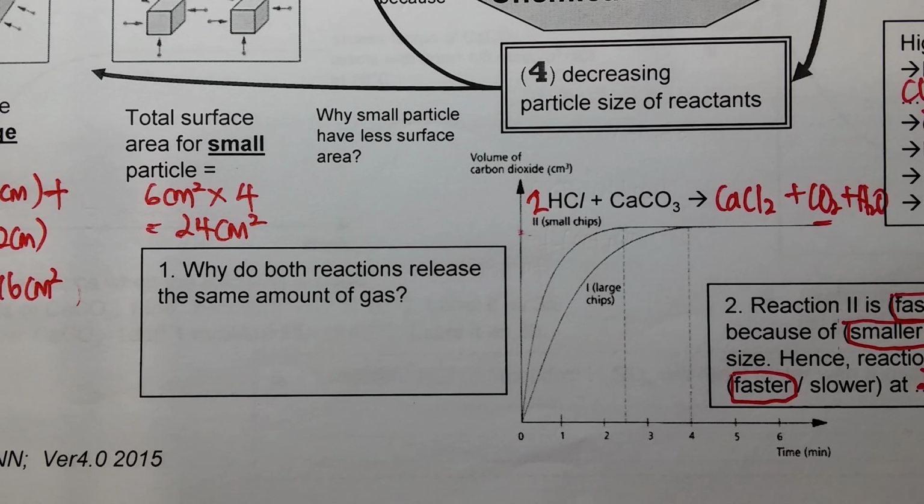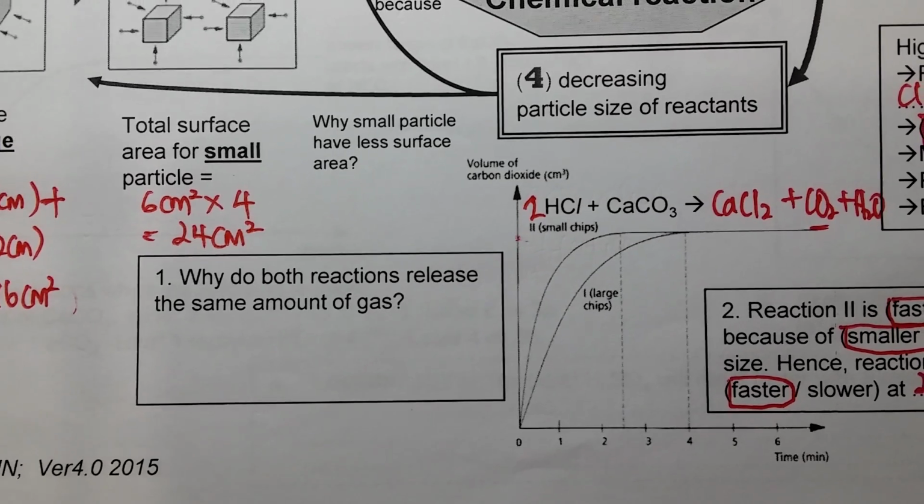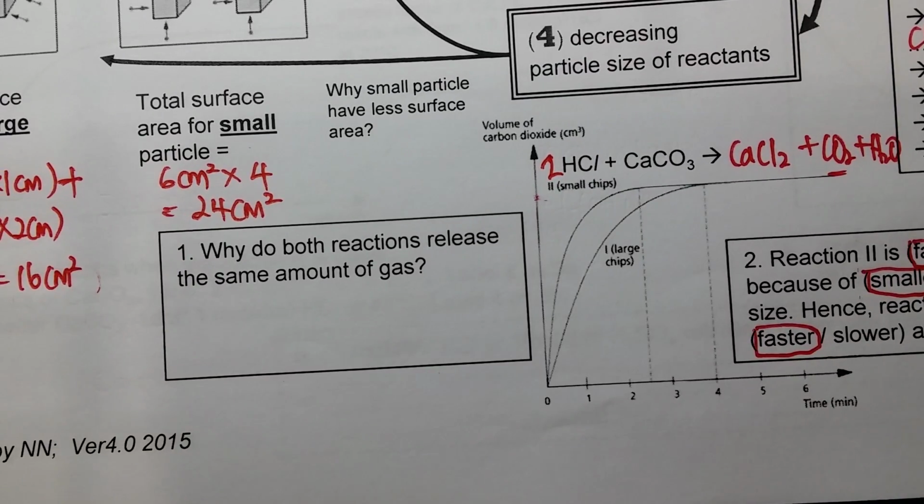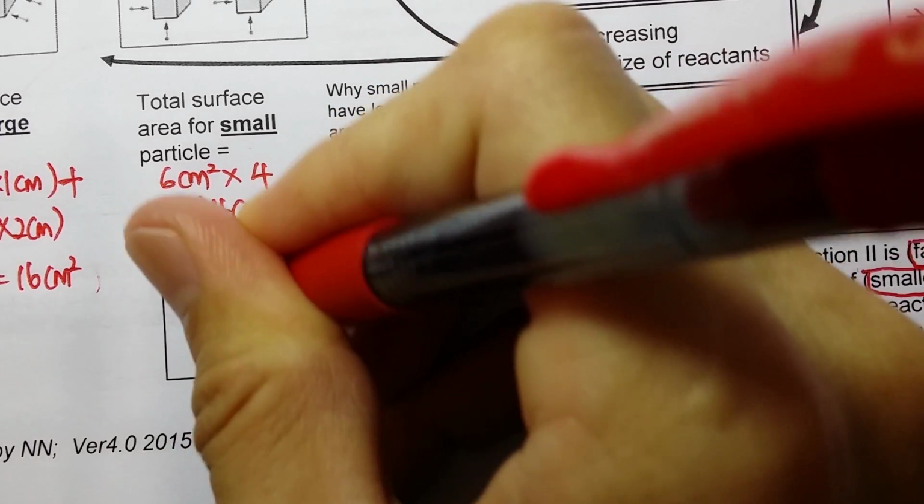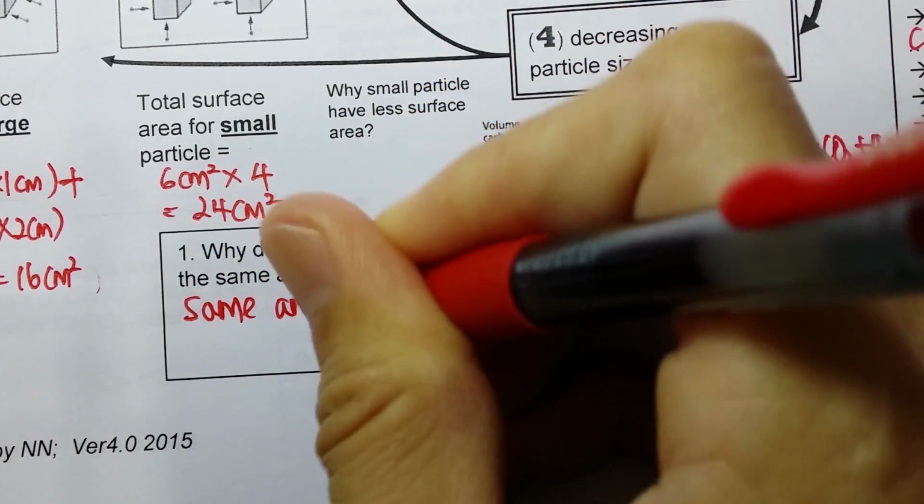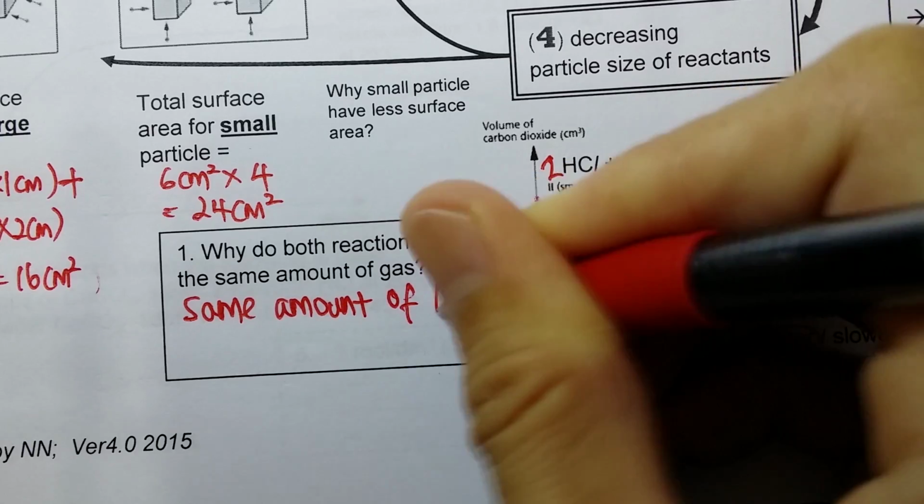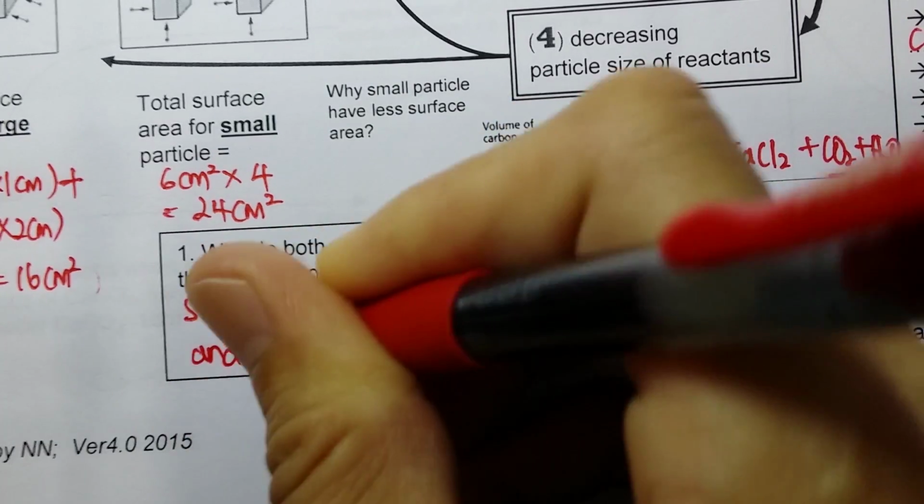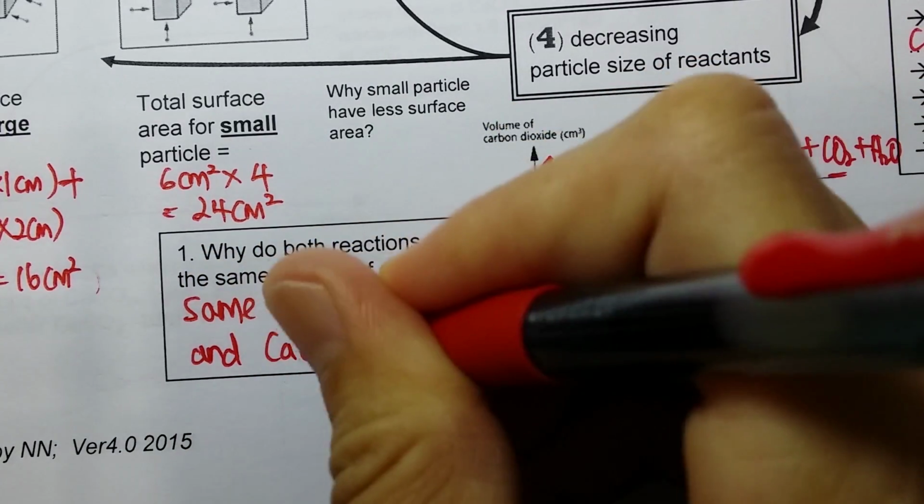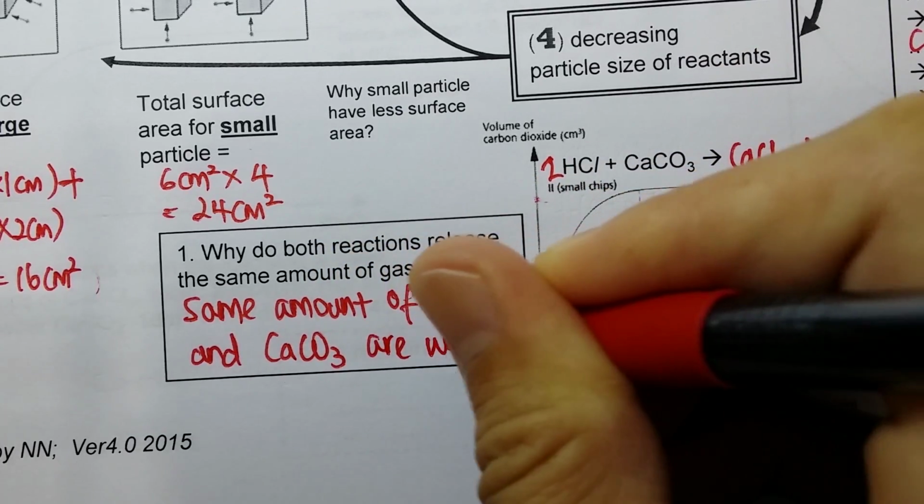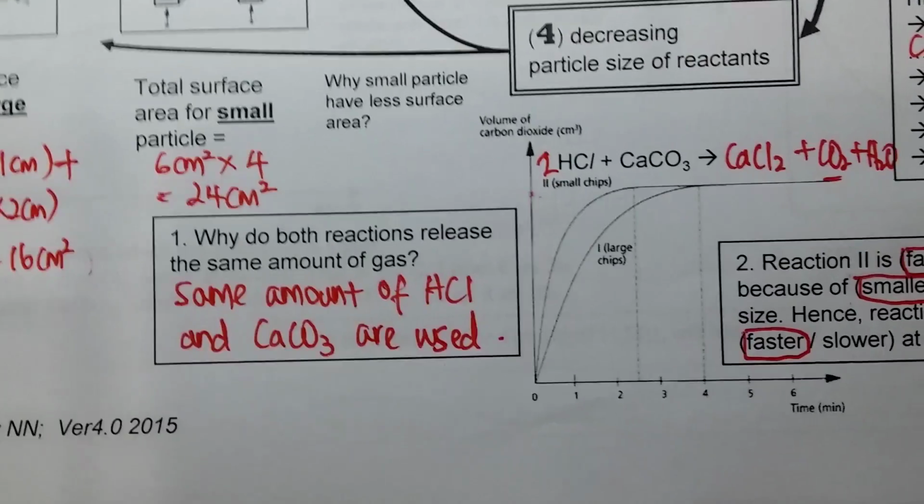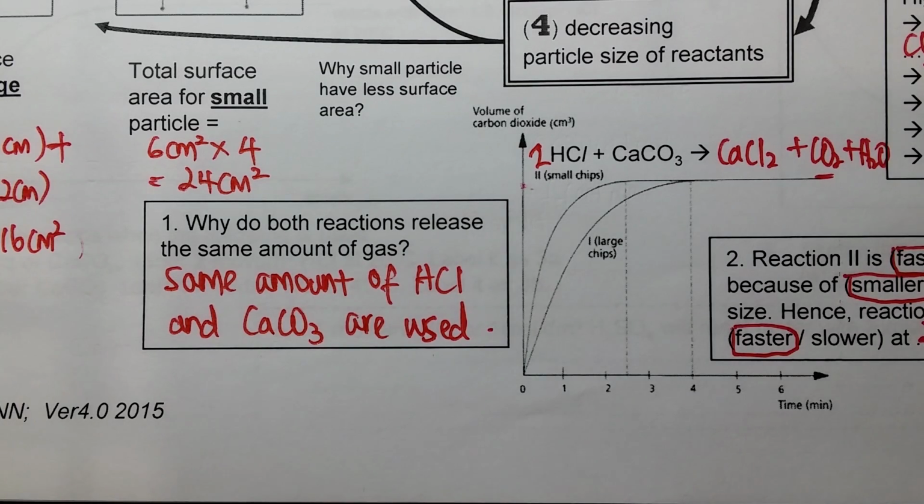But in this case, there is no information that allows us to find the amount of limiting reactant. So what we can do is, because the same amount of HCl and CaCO3 are used, we don't know which one is limiting because there is no information given. So we just say that the reactants are the same amount.